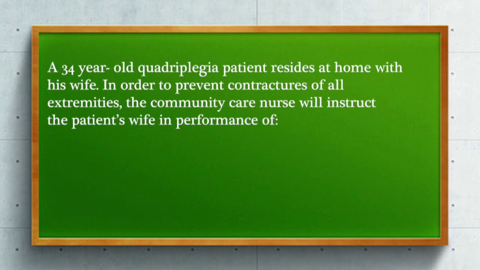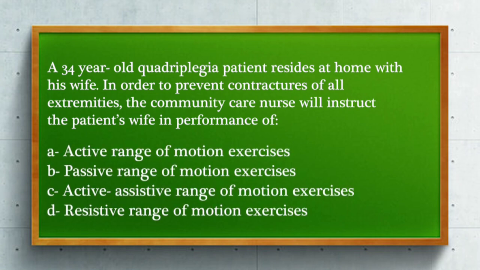Next question. A 34-year-old quadriplegic patient resides at home with his wife. In order to prevent contractures of all extremities, the community care nurse will instruct the patient's wife in performance of A. Active range of motion exercises. B. Passive range of motion exercises. C. Active and assistive range of motion exercises. D. Resistive range of motion exercises. And the answer: B. Passive range of motion exercises.